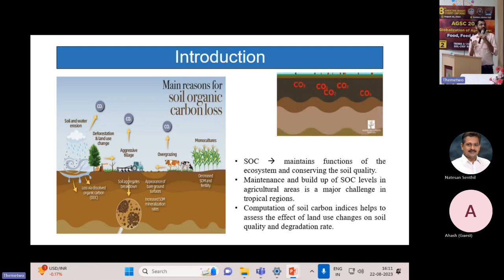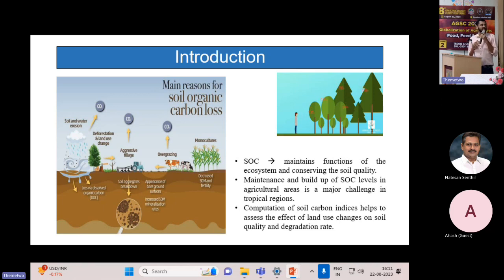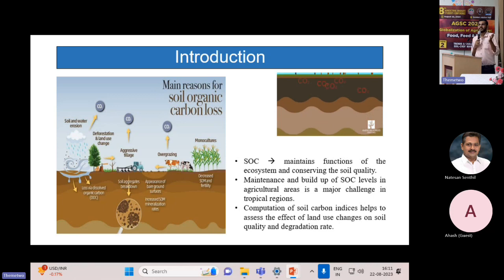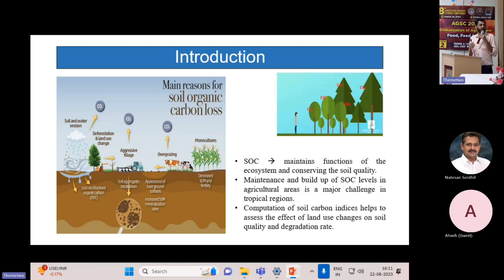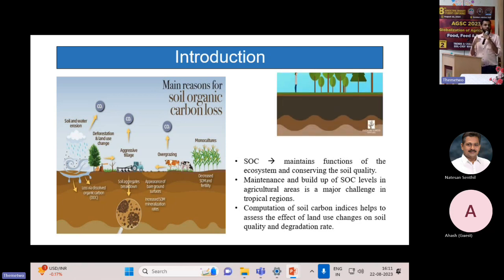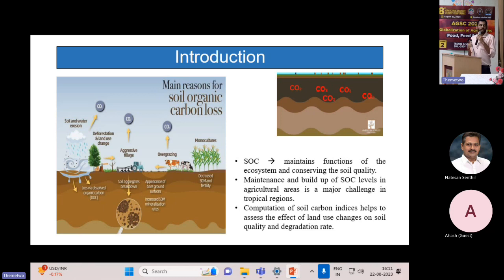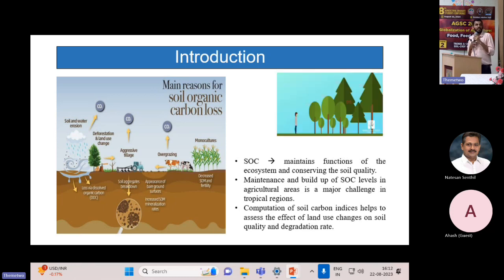Next is deforestation and land use change, where conversion brings the loss, and aggressive tillage, where the soil aggregates break down and the carbon present in the aggregates is released and lost. Other cultural practices like overgrazing and monoculture of the same crop lead to loss of soil organic carbon from the soil.